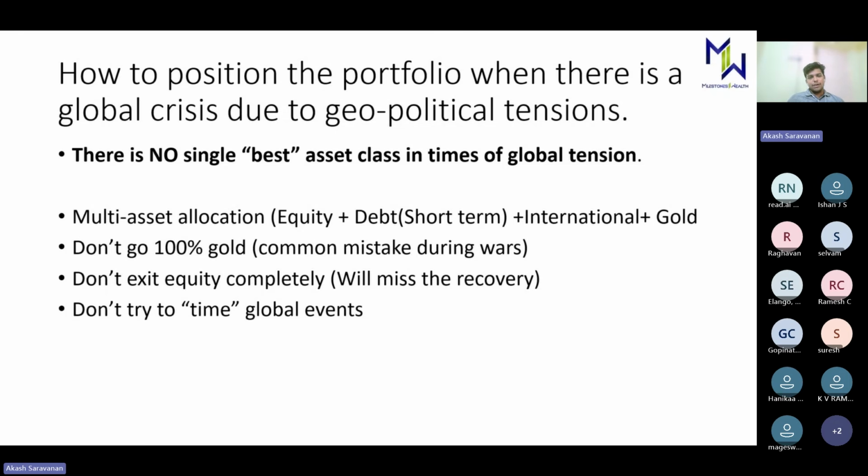Another common mistake is that most investors go completely 100% cash or completely 100% gold during times like this. If you had gone 100% gold, you would have lost money in the last 2-3 weeks, because gold is going down. Most of the central banks are selling gold currently. That's the reason for this fall. And some people will completely exit their equity investments currently. They think they'll come back once the market starts to recover, and they definitely can't time when it will go up, and they'll miss some returns.